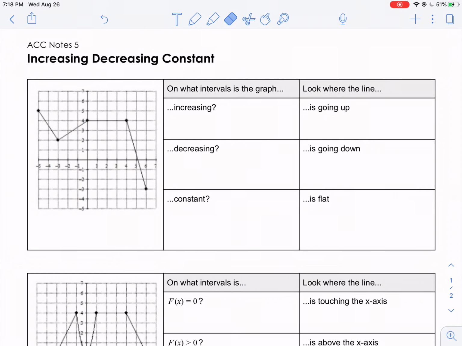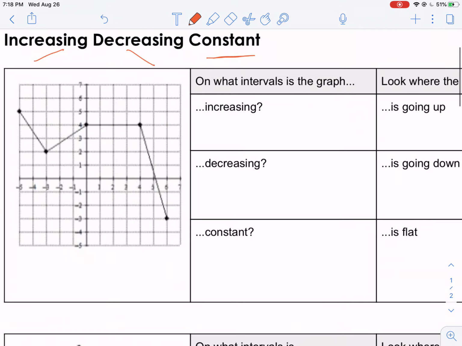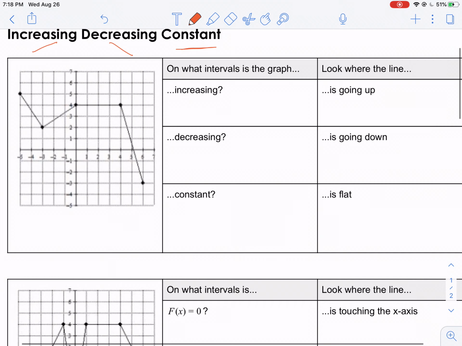All right, so today we're learning about increasing, decreasing, and constant. So we have a graph here that is doing some increasing, going up, doing some decreasing, going down, and some constant, which is flat. So it says, on what intervals is the graph increasing? If I'm thinking about increasing, I'm thinking about where the graph is going up. We're always going from left to right, so where I see the graph going up, or a positive slope.